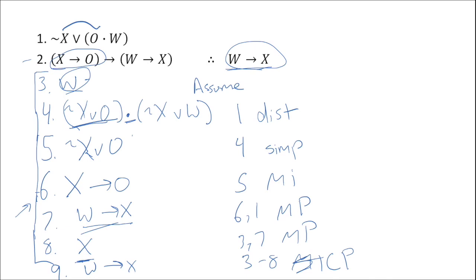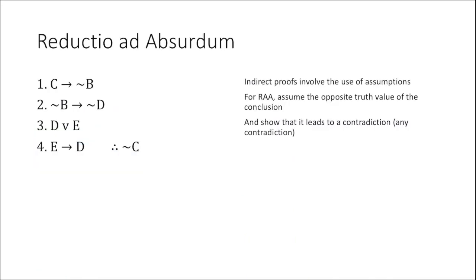conditional proof. All right, let's talk about our other kind of proof, which is the reductio ad absurdum. This is also an indirect proof in that we're going to make the use of an assumption, but we don't make the same assumption. The assumption for reductio ad absurdum is the opposite truth value of the conclusion. So that's what we're going to assume. So here it's tilde C. We're going to end up assuming C, the opposite truth value.